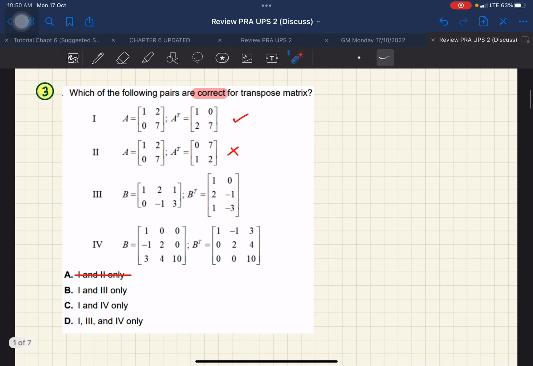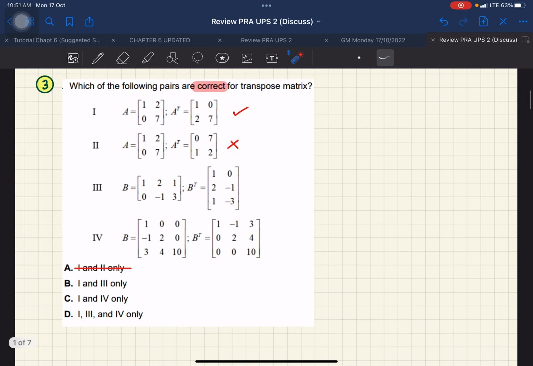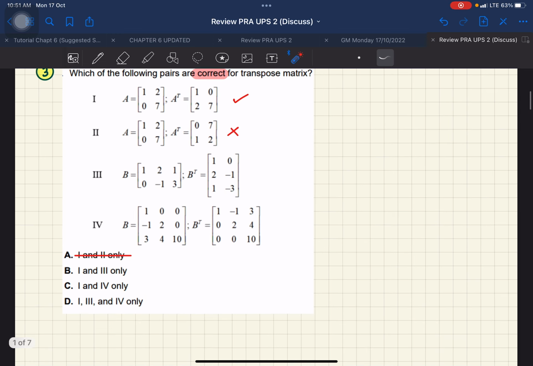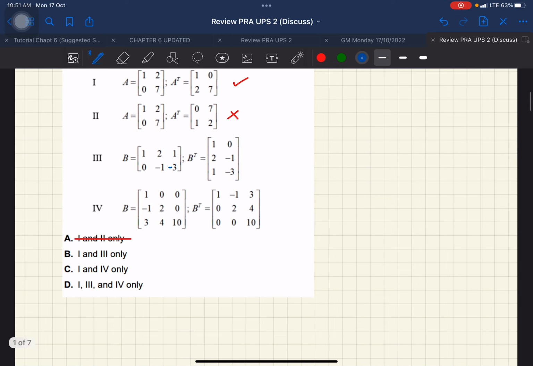So next one, kita ada 1, 2, 1. So 1, 2, 1 is a row, now it's become column. Betul? Okay, so next one is 0, -1, 3. Now it's become 0, -1, -3. Is it typo over here? Soalan nombor 3 ni, I think it's a typo lah guys. So dekat sini ada negatif ni, patutnya. Okay, so nombor 3 betul.